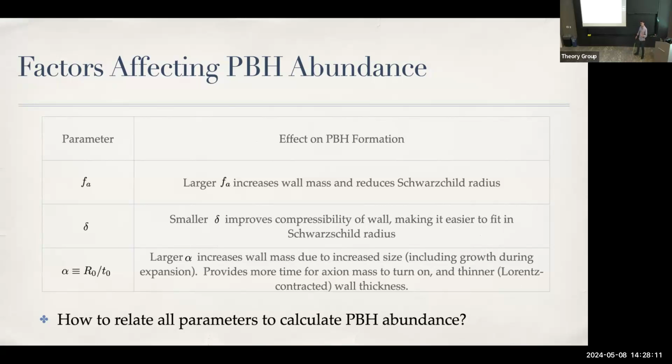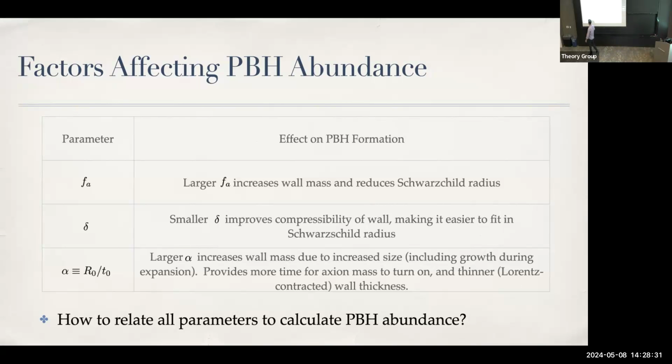But actually, the only physical thing that enters is the radius of the wall compared to its thickness, and that becomes the parameter of interest. And you can mimic that, or match that to various axion or alpha-like particles. So what I'll say just very briefly is that there are three parameters which affect the abundance of, or the ability to form, a PBH.